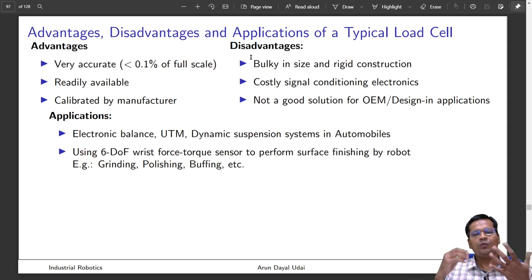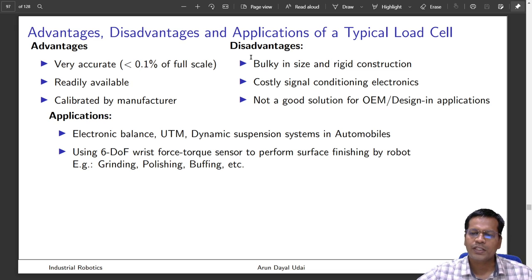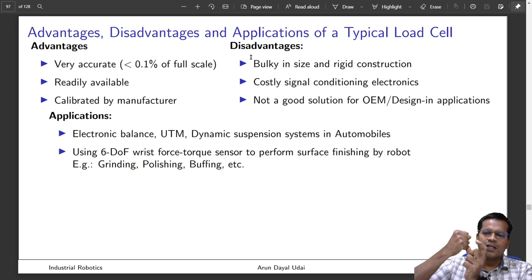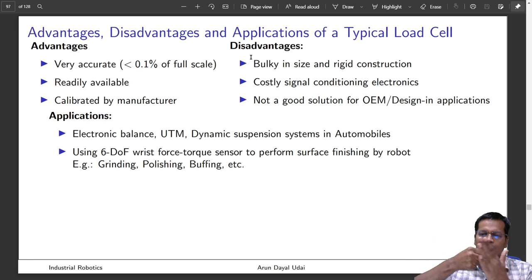Sometimes you want to do a grinding job. Your robot end effector should be fitted with a force sensor, a load cell, so that you can maintain a constant force against the surface so that you can do polishing, buffing, grinding, these types of operation. Any surface finishing task, you need to have a load cell.